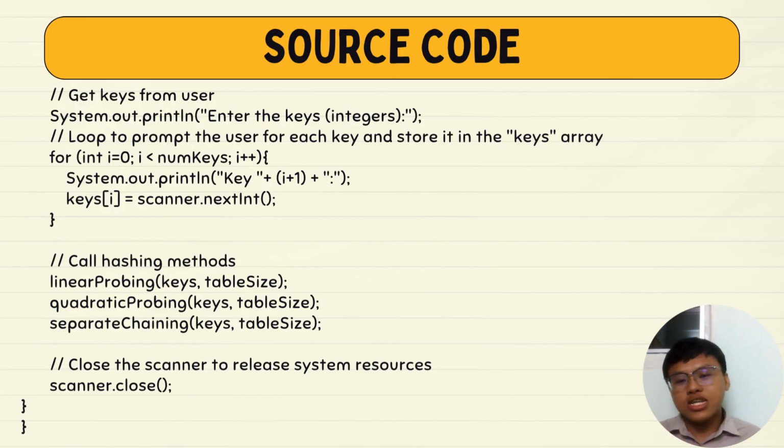Next, I will call the three hashing methods, which are linear probing, quadratic probing, and separate chaining. Then finally, I will close the scanner to release the system resources. scanner.close(). That's all from me.